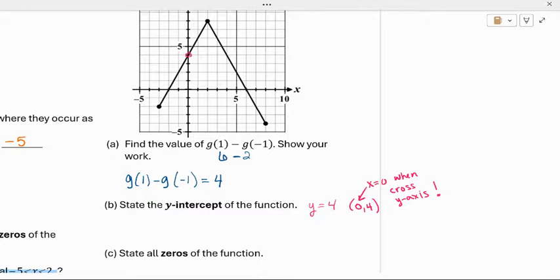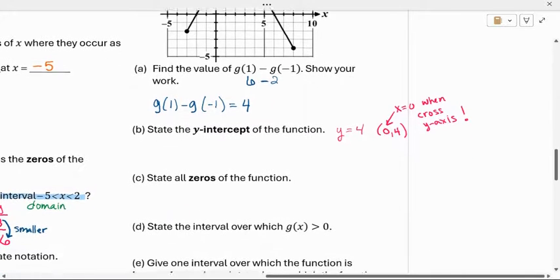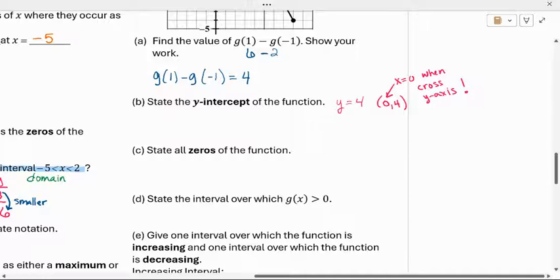Question C asks us to state all of the zeros of the function. I forgot what zeros are. What did we say zeros of a function are? It's the same thing as what? Yeah, good job, Aiden. It's the same thing as the x-intercepts. And what do we know about the x-intercepts? Do we know what y equals at the x-intercept or a zero?